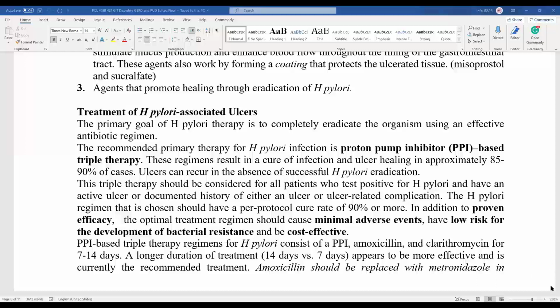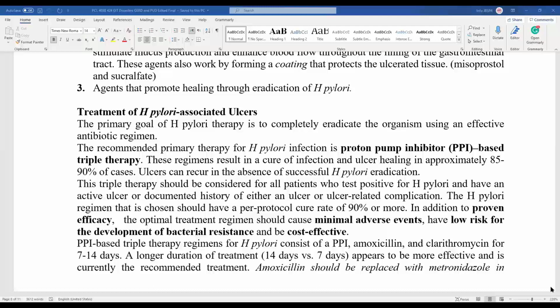Then when we are looking at this, I want to go to that table. This triple therapy is supposed to be used for 7 to 14 days. And it has a proton pump inhibitor, amoxicillin and clarithromycin.